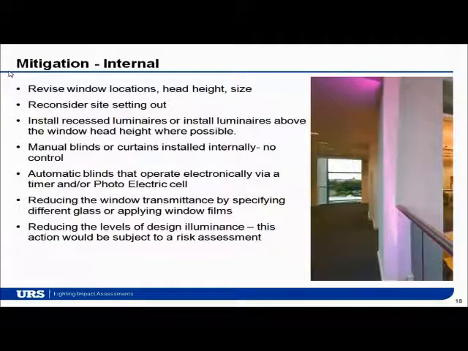When we consider mitigation internally, we can revise window locations, head height and size in order to reduce the spill. We can reconsider the site setting out, and we can also consider installing recessed luminaires, which can reduce the light spill. Blinds, particularly automatic blinds, are another option, and reducing or changing the window transmittance, but this can have an effect on the view out and also on the thermal properties of the building.